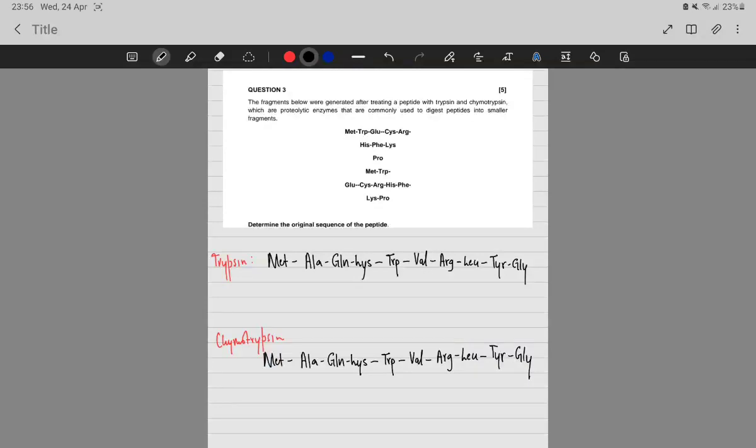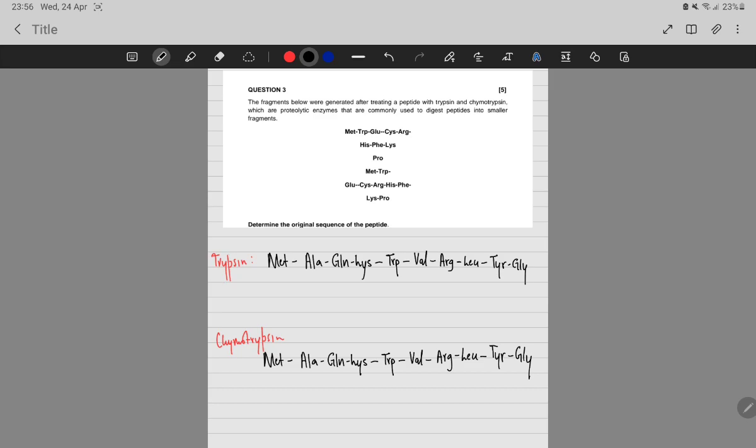The fragments below were generated after treating a peptide with trypsin and chymotrypsin, which are proteolytic enzymes that are commonly used to digest peptides into smaller fragments. So we are given the different fragments, and then we are required to determine the original sequence of the peptide. Let us look at what these two proteolytic enzymes do to a peptide.